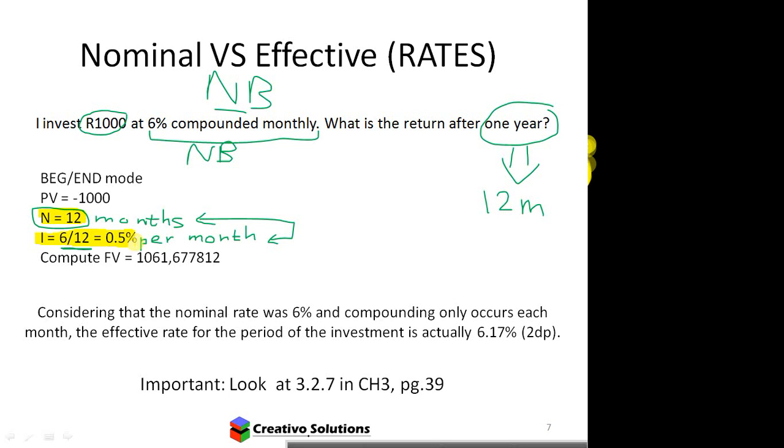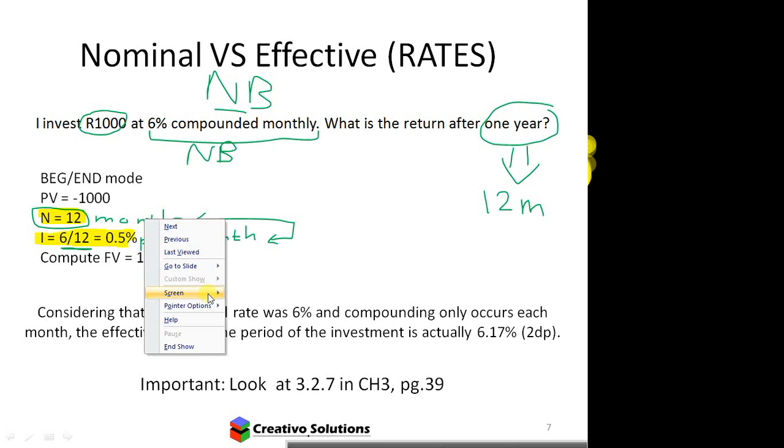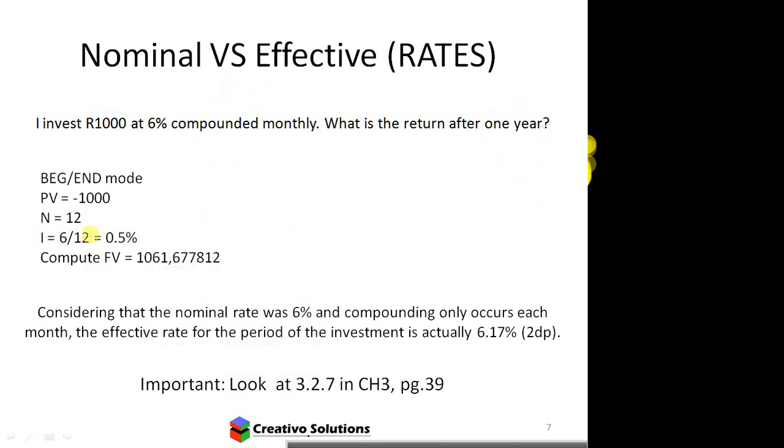On your calculator, you always second function clear everything. So second function clear all. Then you type in 1000 and you press PV. Then you type in 12 and you press N. Let me show you something on the calculator. You can work this out first and then press the I. So type in 6, don't clear anything, just press 6 divide by 12 equals. And then on your screen, you should see 0.5. Now you press the I. Now it's in there.